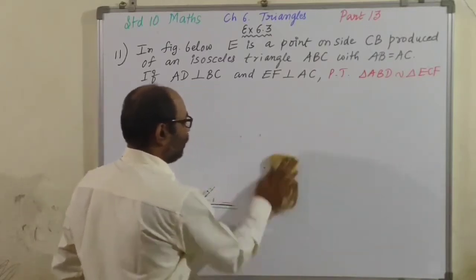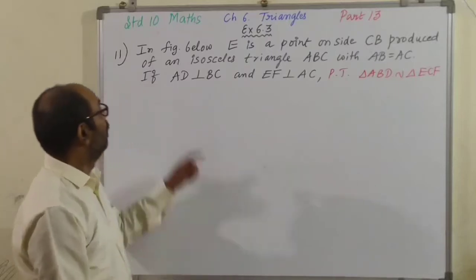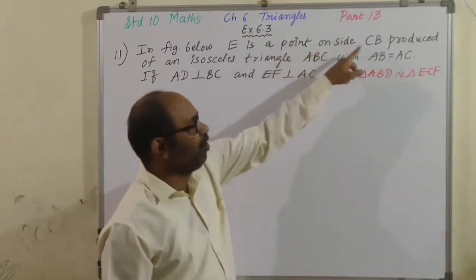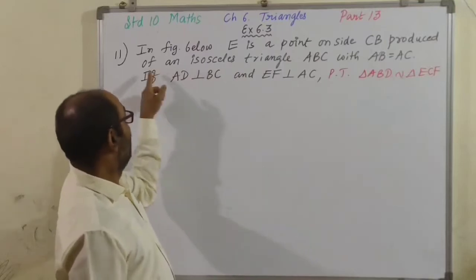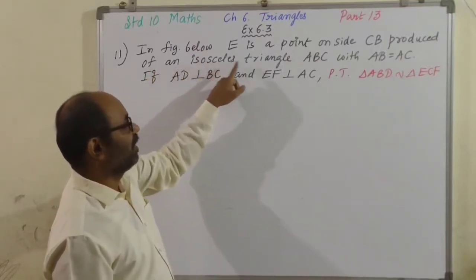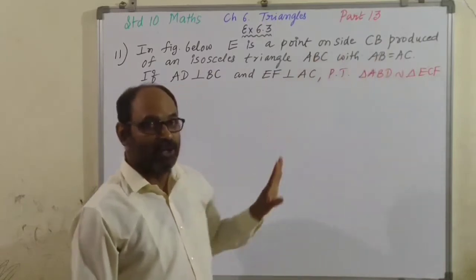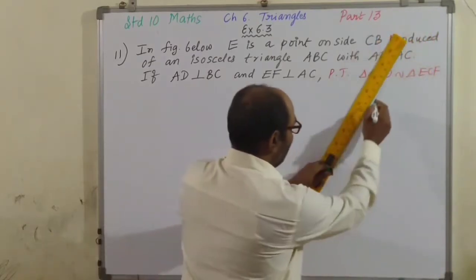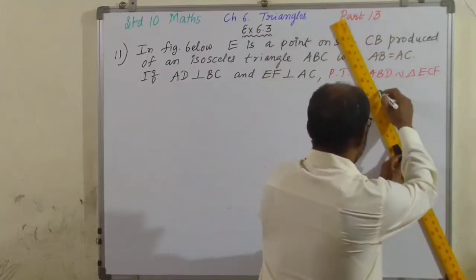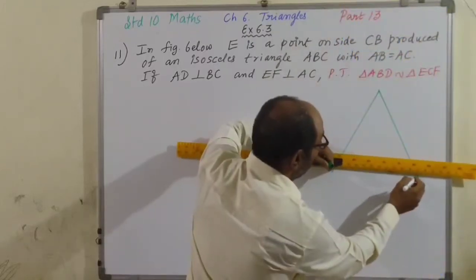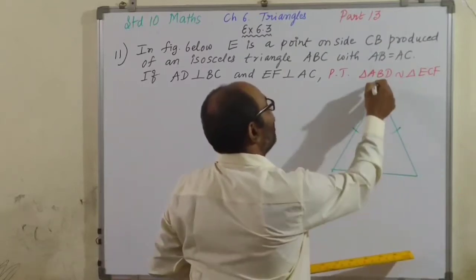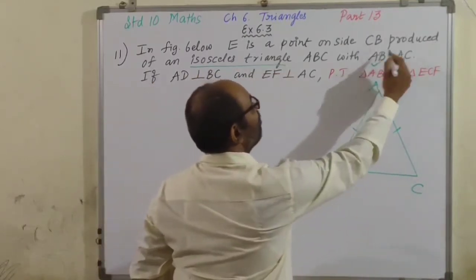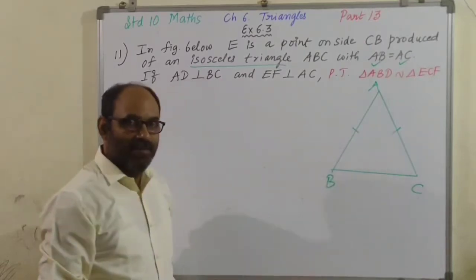Let's see what is the statement. In the figure below, E is a point on the side CB produced of an isosceles triangle ABC with AB equal to AC. So we have isosceles triangle AB equal to AC. Let me draw. This is triangle ABC. It is an isosceles triangle with AB equal to AC. So I put that mark showing AB equal to AC.